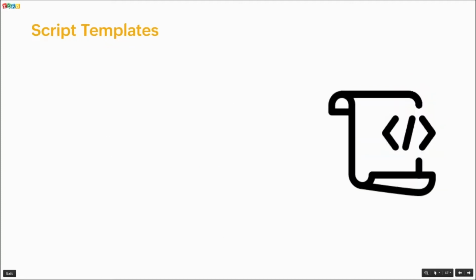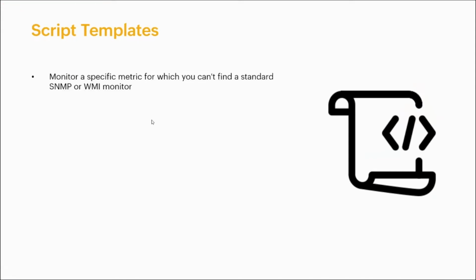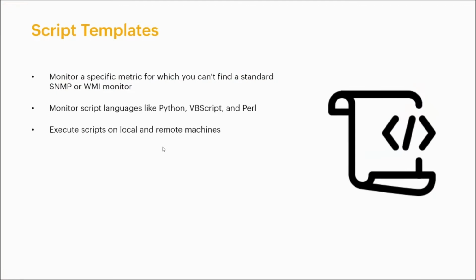The next topic which we are going to discuss is script templates, or script-based monitoring, which is available using OpManager. To monitor specific metrics for which you can't find any standard SNMP or WMI monitors, you can use script templates or script-based monitoring. You can write the scripts in any language like Python, VB scripts, or Perl, etc. You can execute the scripts on the local machine or on remote machines and get the results accordingly. The output should be as follows: it should be like data, instance 1, instance 2, value 2, and so on.